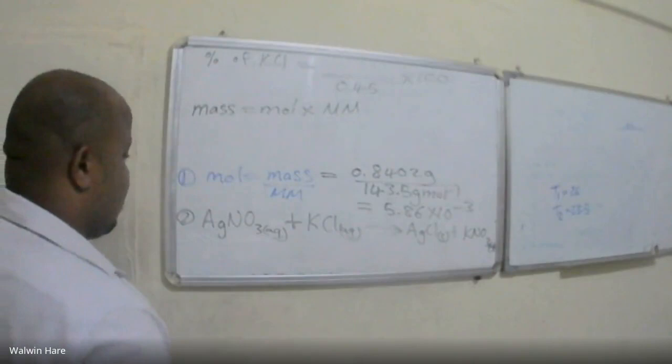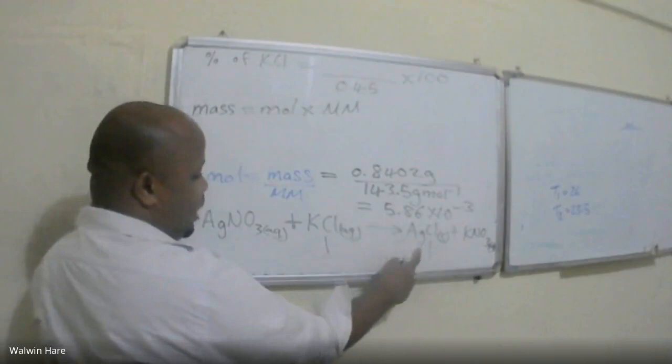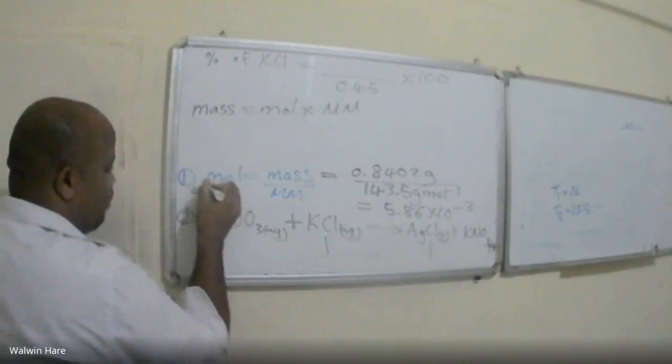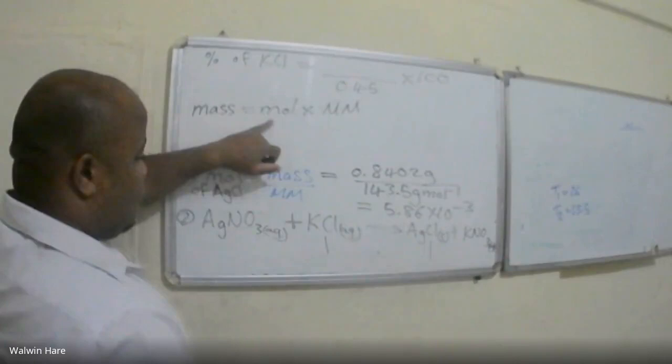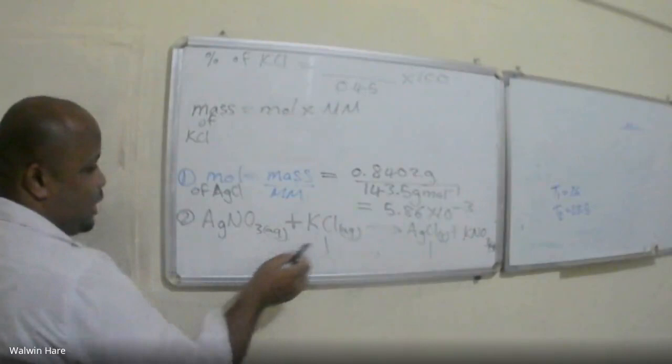Yes, sir. All right. And we are interested in which two substances? Sir, KCl and AgCl. Right. Because we know the mole of AgCl and we want to find the mole of KCl. So since the mole ratio is 1:1, the mole of KCl is the same as the mole of the precipitate, which is silver chloride. So we're trying to find the mass of KCl. So it's mole times molar mass. It's 1:1 mole ratio. So the mole of KCl is the same as this.